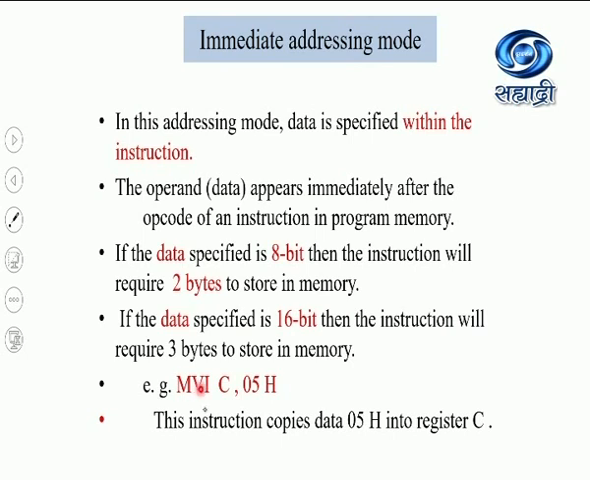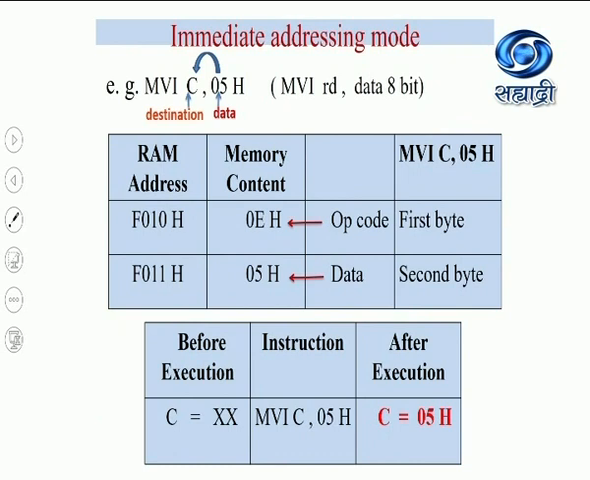This is the instruction MVI C,05H. In this instruction, the letter I is there, so it indicates immediate addressing mode. This instruction copies data 05 into register C. So within the instruction, 05 is the data. So data is specified in the instruction. So this instruction requires 2 bytes in program memory.